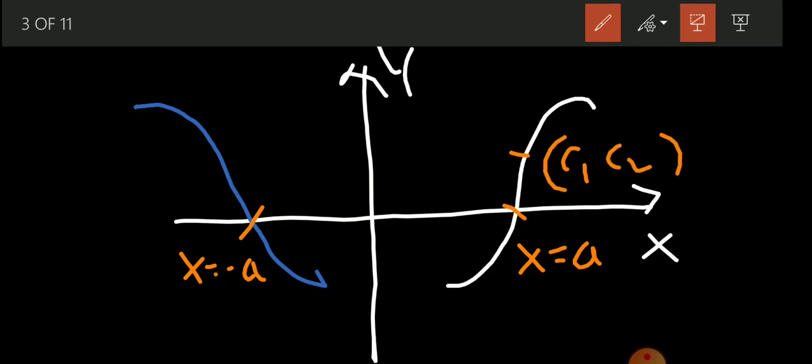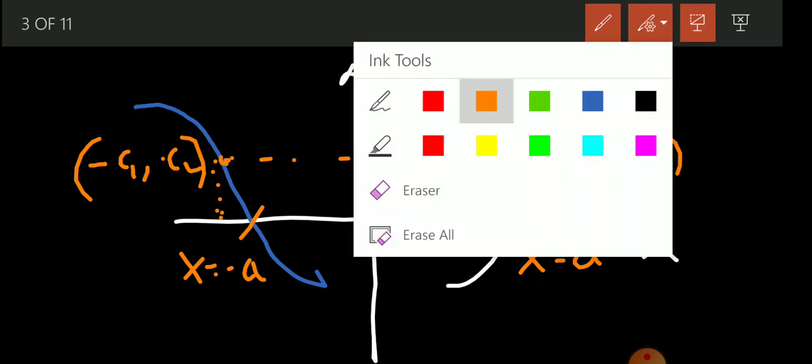And here, if you see, this point also comes on the same point like this. At the same distance, this one is c1, and here that is minus c1. This coordinate becomes minus c1 comma c2, right? Minus c1 comma c2. So c1 comma c2 and minus c1 comma c2, these points are the same here.